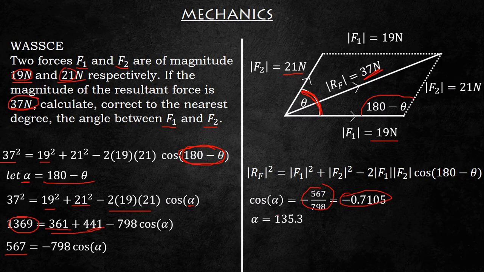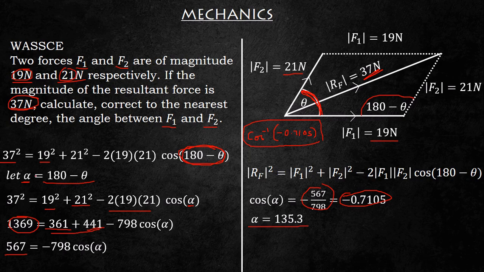Now I take the cos inverse of this, which is going to give me 135.3. That is going to be our alpha.